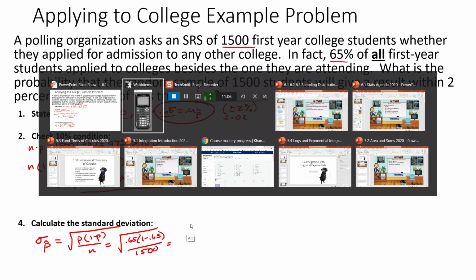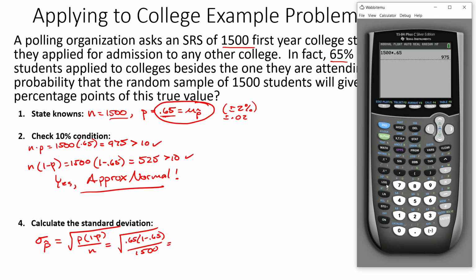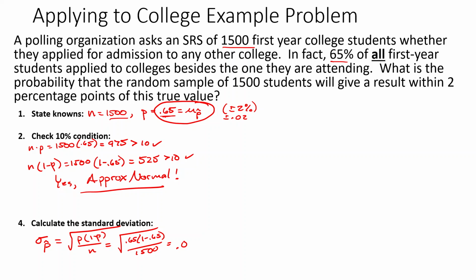All right, so we bring our calculator back out. We got the square root, second square root, 0.65 times 1 minus 0.65. I know a lot of you could probably do that in your head. I'm just going to write it out. Then divided by 1,500. Enter, should be pretty small. 0.0123. All right, 4 decimal places is plenty, probably more than you need. So yes, we can use the normal approximation.